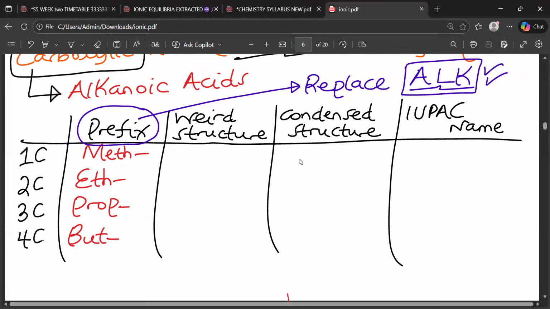Now, remember we are drawing acids. So for me, I'm going to come and show the group throughout. Because I'm dealing with acids, so I know the group is supposed to be there. So even here I'll come and show the group. Even here I'll come and show the group like that.